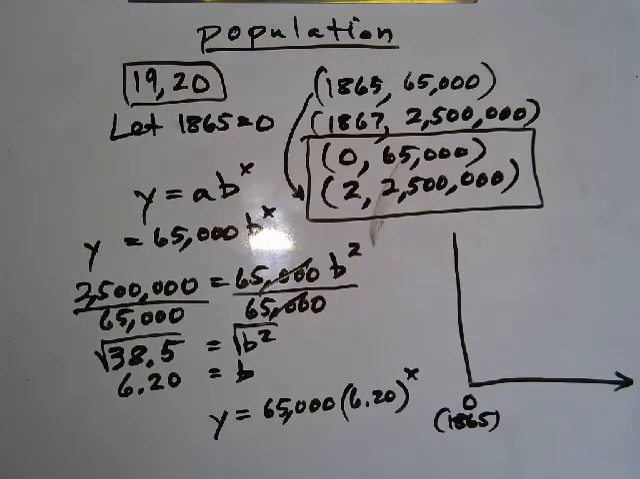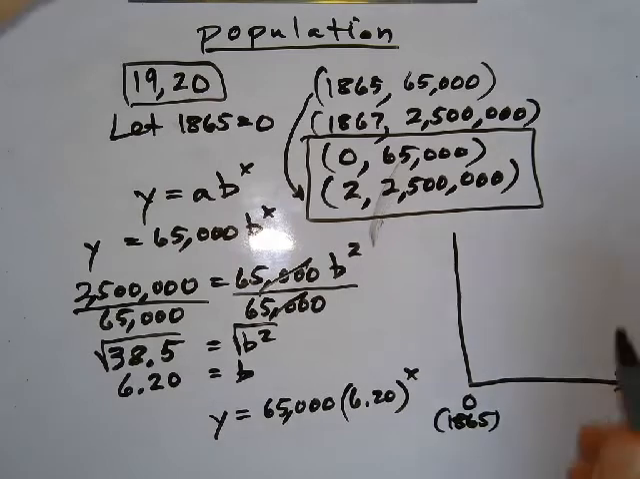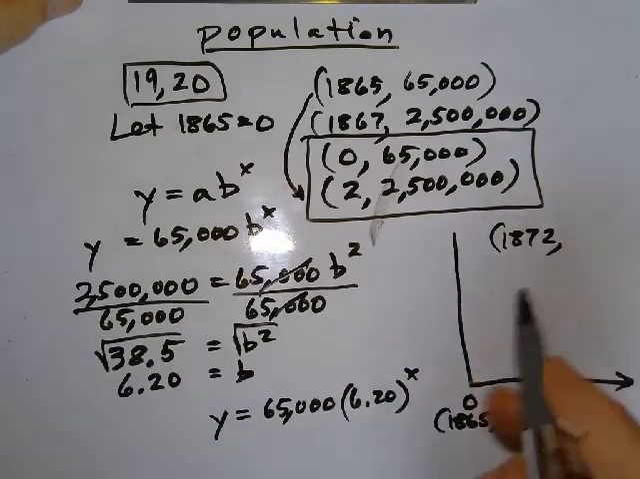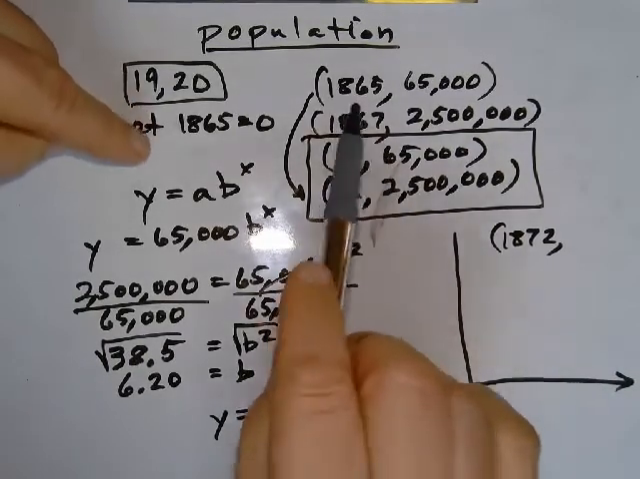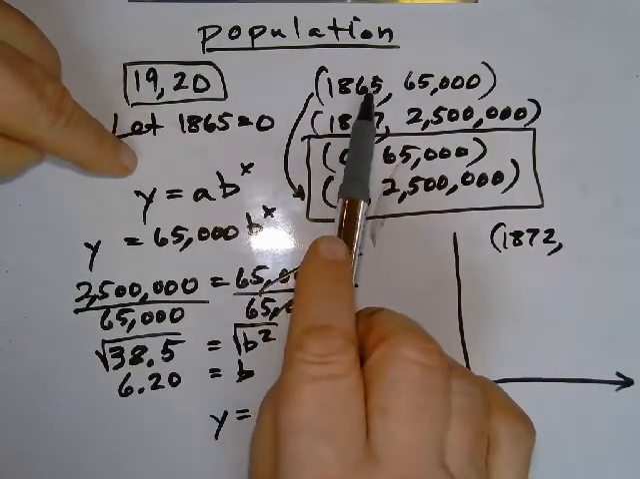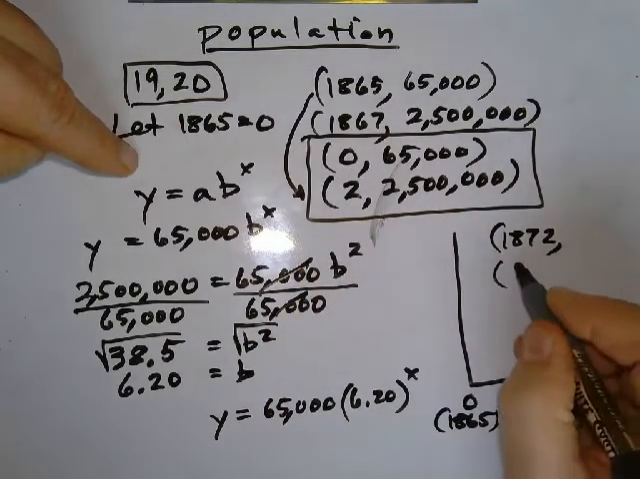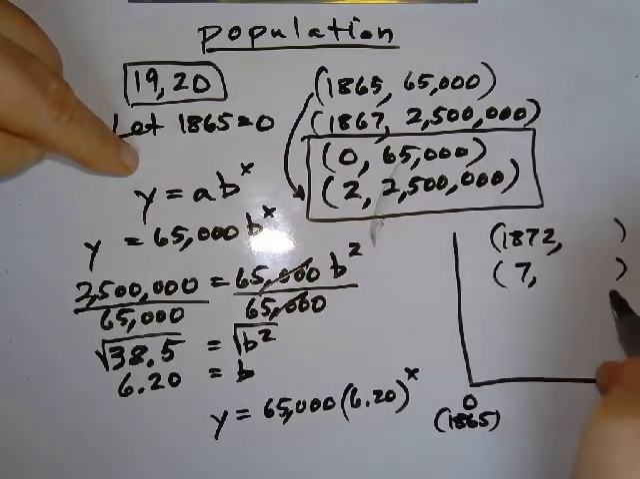Well, let me read that. Problem 20 says, assume that the rabbit population continued to grow at that rate. Estimate the rabbit population in 1872. Well, in 1872, well, that would be 65 is 0. That would be 7 years later. So this ordered pair has got to be 7 something.